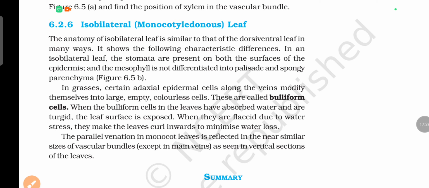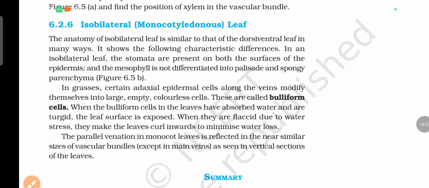So iso मतलब उसमें दोनों सरफेस पे प्रेजेंट होते हैं स्टोमेटा, और मेसोफिल डिफरेंशिएट नहीं होती पैलिसेड एंड स्पॉन्जी में. In grasses, certain adaxial epidermis cells along the veins modify themselves into large, empty, colorless cells. These are called bulliform cells.